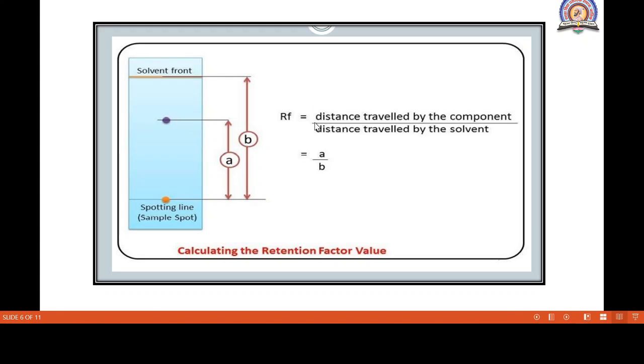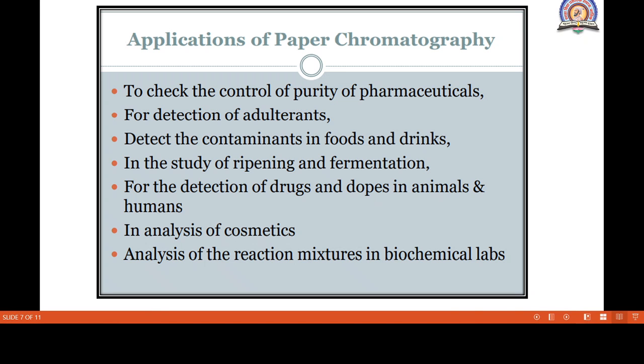So the RF value is nothing but the distance traveled by the component. This is the distance of this component up to this point. The distance traveled by the component is denoted by A, and the distance traveled by the solvent, B. This mobile phase moves up to this point, which is called the solvent front. So A upon B, we get the retention factor. This retention factor is always less than 1. It is not more than 1. You have to remember this point. By this formula we find out the RF value of that particular compound.